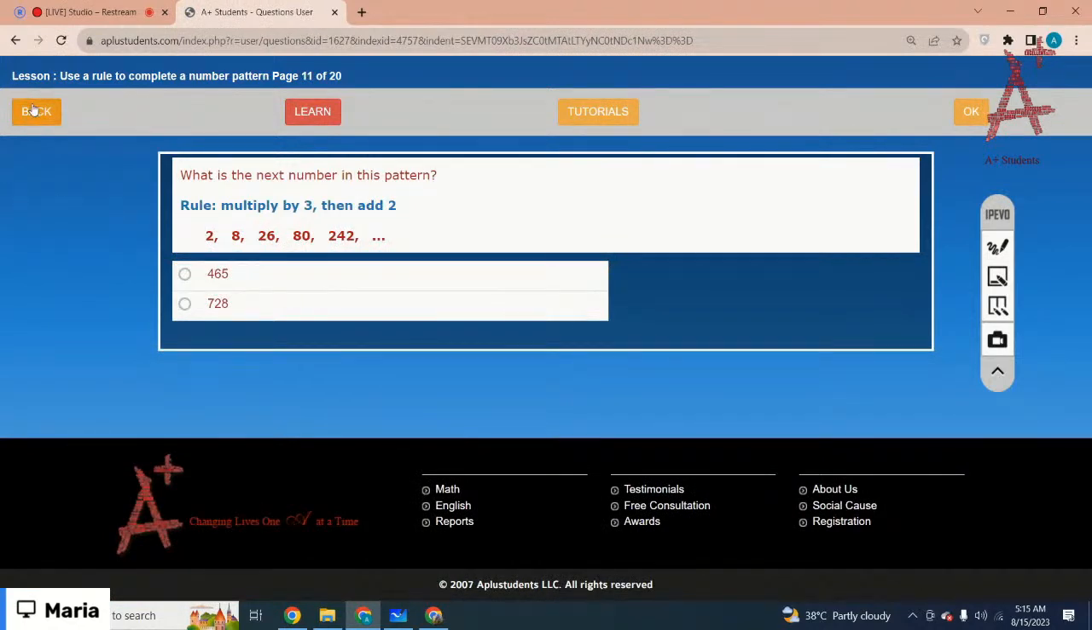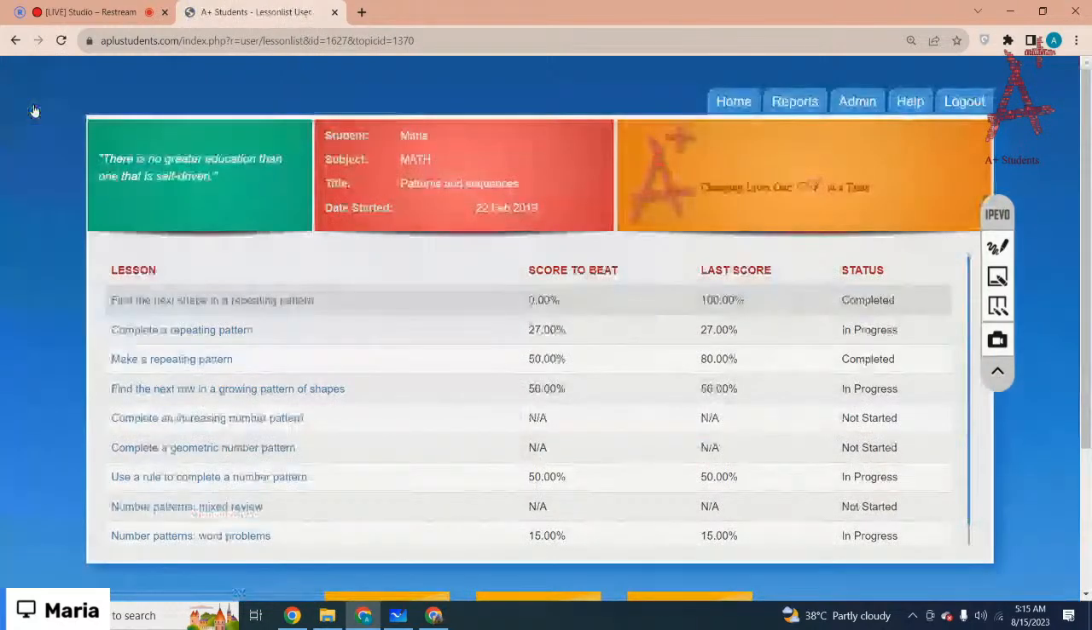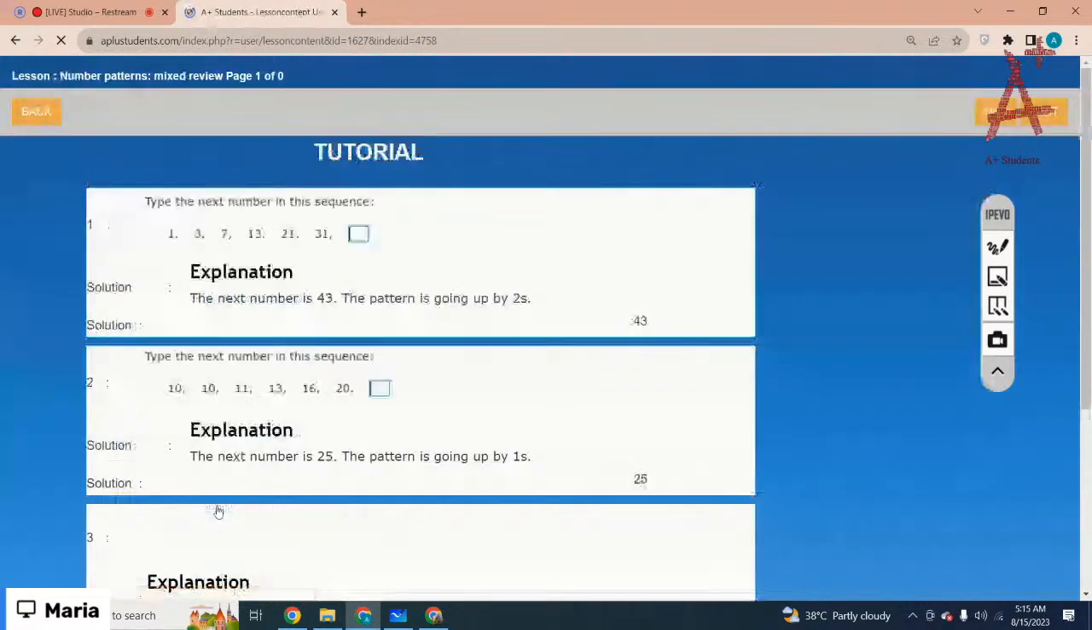And the next lesson is number patterns mixed review. Let's just start with the next lesson. Okay. Type the next number in the sequence 1, 3, 7, 13, 21, and 31. You have to find the next number in the pattern, right?